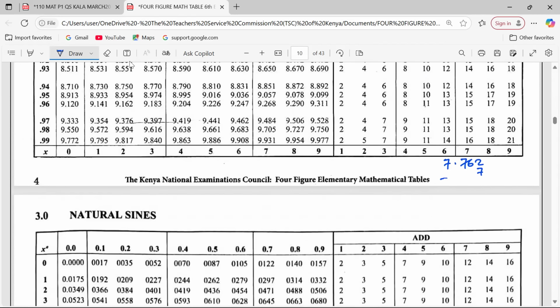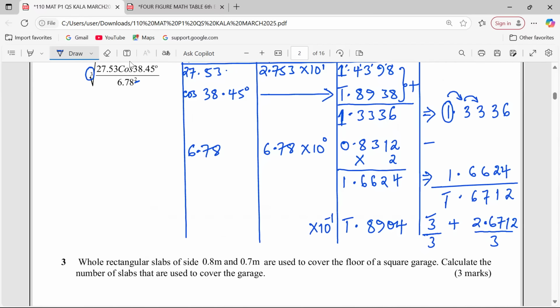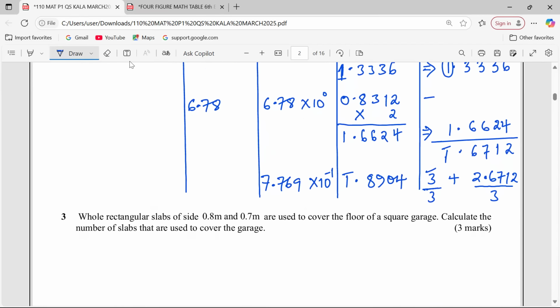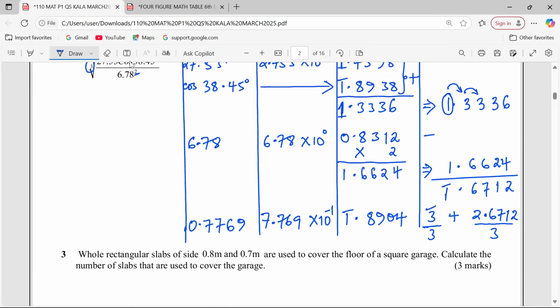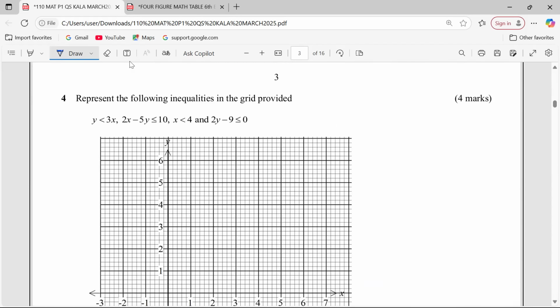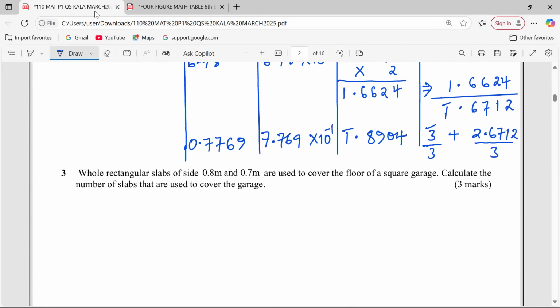Then we add a 7 at this point, and we shall be having 7.769. That one. So now that is the standard form of the final answer. So the final answer itself shall be 0.7769. We've been told to 4 decimal places, right? So we are correct. So the final answer is 0.7769.